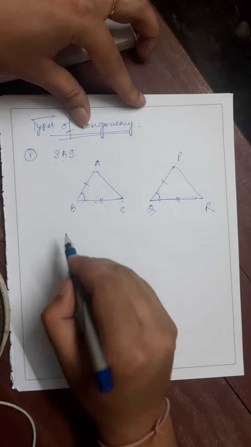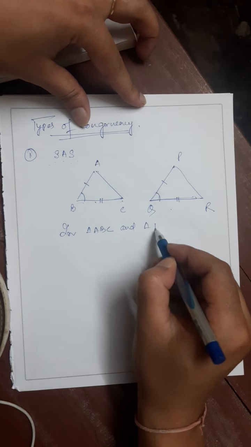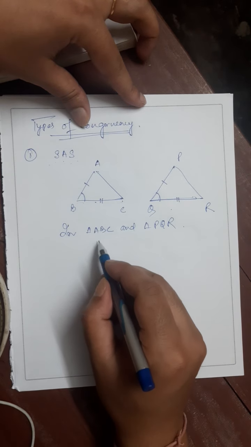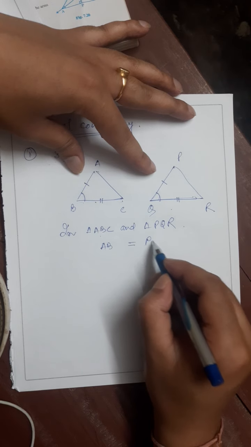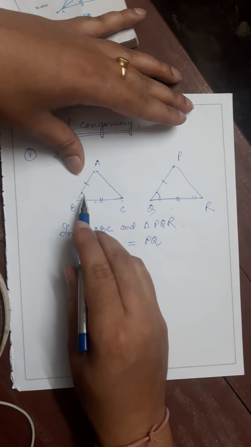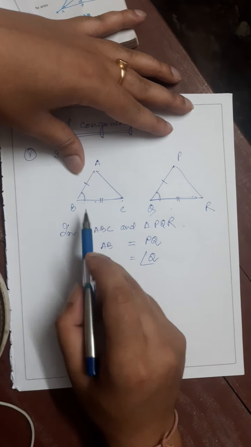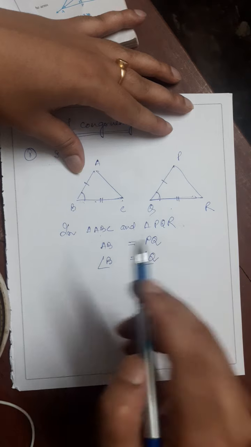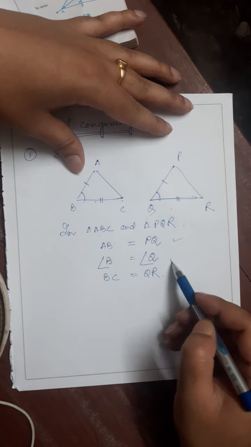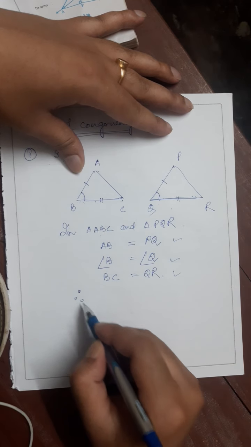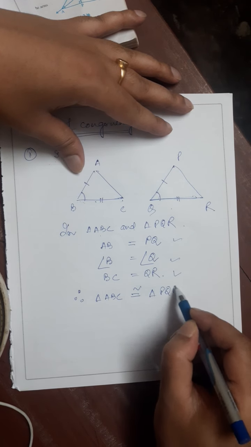So how we write in triangle ABC and triangle PQR? So in ABC we will write AB is equal to, in PQR we will write PQ. Next, angle B is equal to angle Q. And lastly, we can say BC is equal to QR. So if we find 3 points equal, then we can write therefore triangle ABC is congruent to triangle PQR by side angle side.